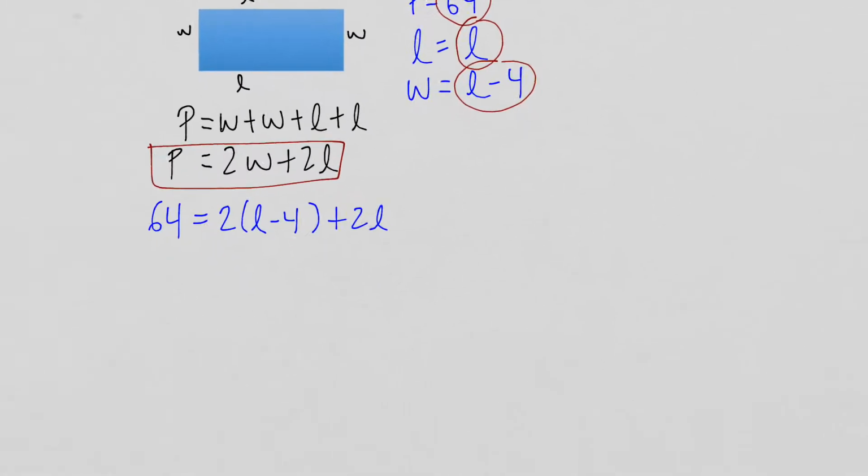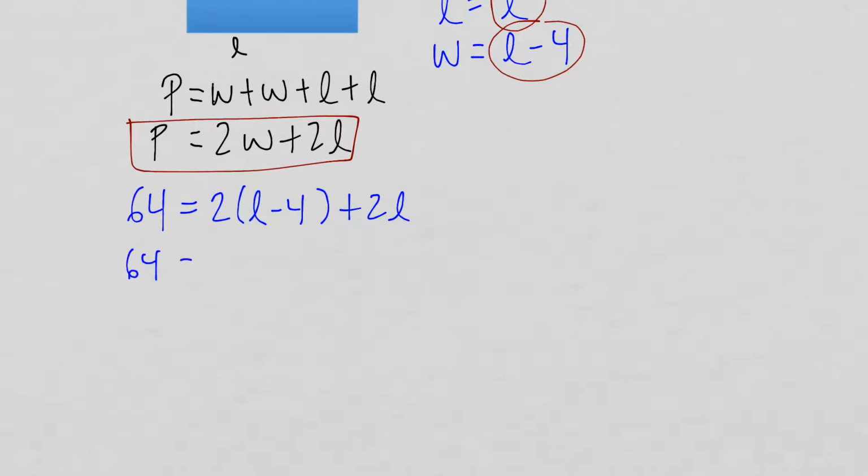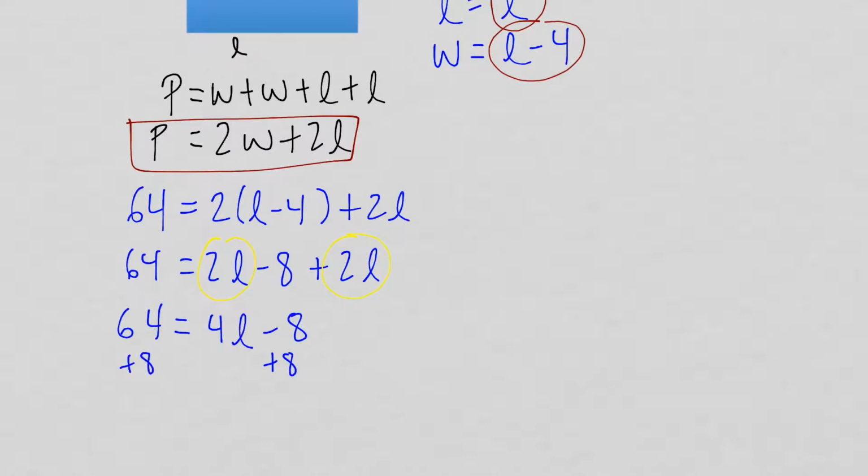64 equals, distribute the 2: 2L minus 8 plus 2L. I'm going to combine like terms, which is the 2L and the other 2L. That's 4L. So 64 equals 4L minus 8. And I'm going to solve for L by adding 8 and dividing by 4. So first add 8 to both sides. 64 plus 8 is 72 equals 4L. Divide by 4. And there you go. L equals 72 over 4. According to my calculator, it's 18.